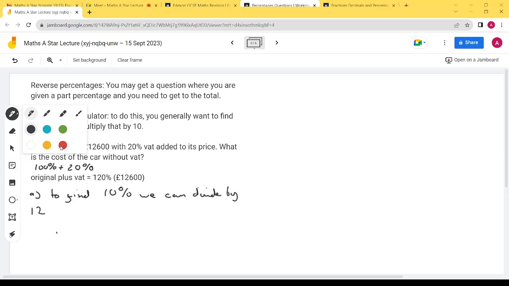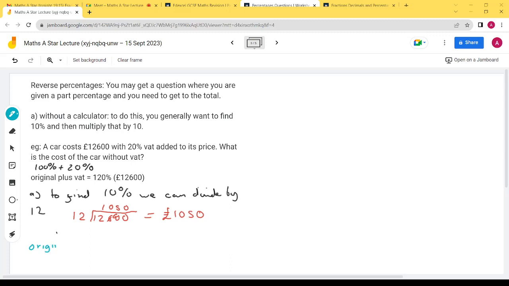So we can do here, I'm going to do it as a bus stop. So we got 12, into 12 goes 1, into 6 doesn't go, into 60 goes 5. So we got 10% equals 1050. And so that means the original, which is 100%, equals 10% times 10. And so we've got 1050 times 10. It just means we add a 0 on, equals 10,500. And so that would be the price without that.